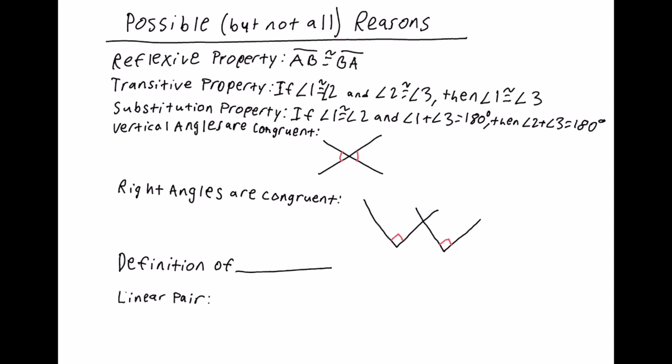A linear pair. If you have two angles that together form a line, they're a linear pair, so angle 1 plus angle 2, in this case, equal 180 degrees. Alright, and keep in mind also possible reasons are any of the theorems that deal with parallel lines. You'll mostly use them in your conclusions, but you may also use them in your reasons themselves.